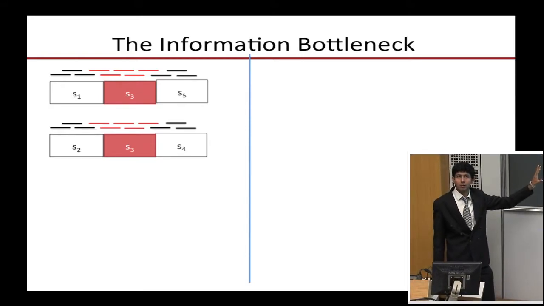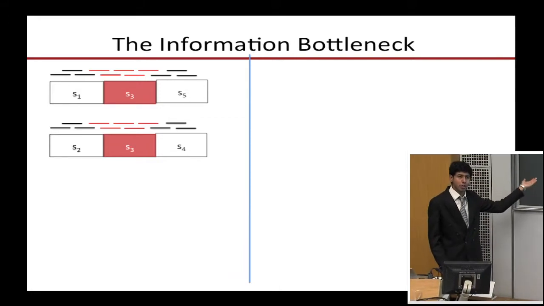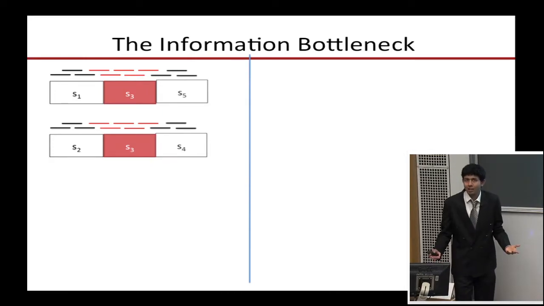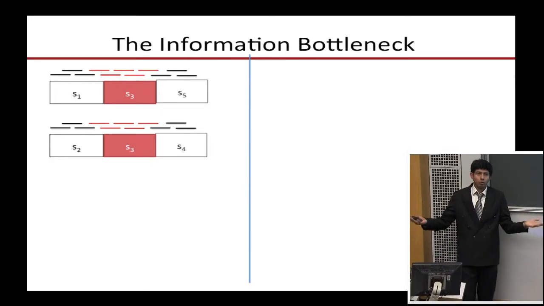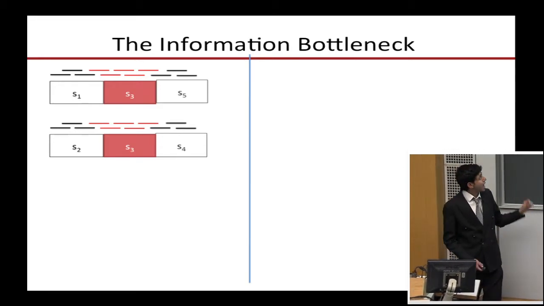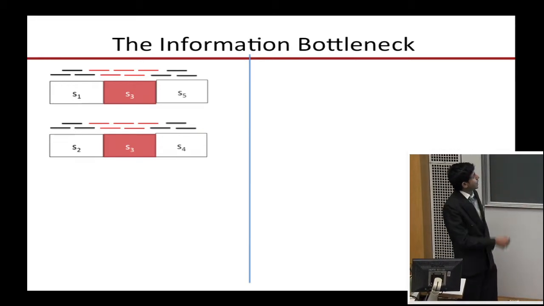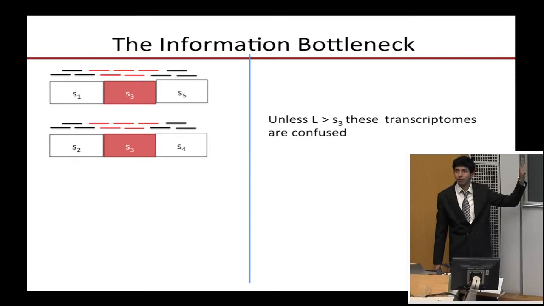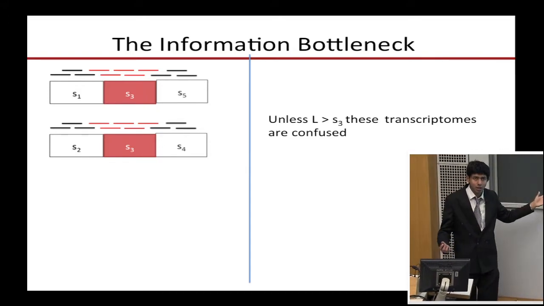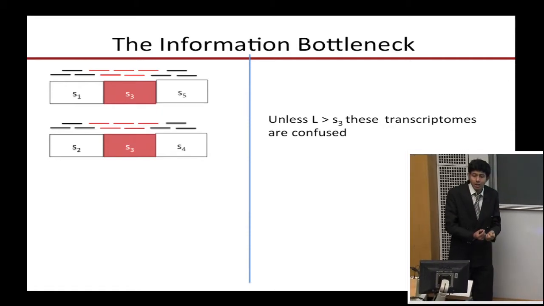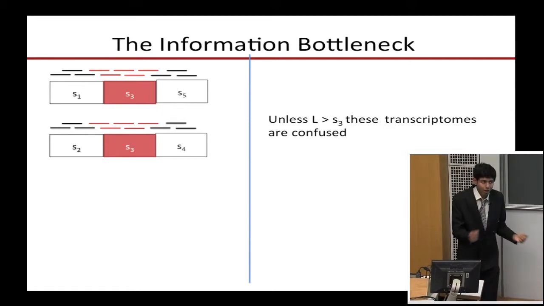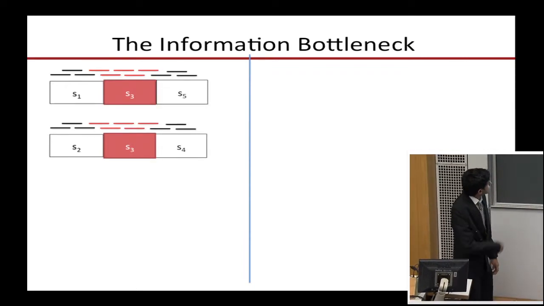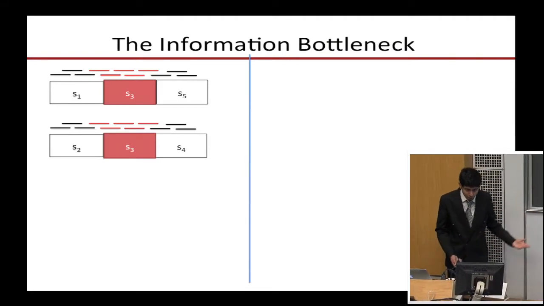These two sets of transcripts have the same set of reads as the original set. So if these two sets of transcripts have the same set of reads, no algorithm can distinguish between the two, which means you're informationally limited as long as your read length is smaller than S3. Unless L is bigger than S3, these two transcriptomes can be confused. This establishes an information theoretic limit, right? So if your L is smaller than S3, then you do not have enough information to reconstruct the transcriptome.